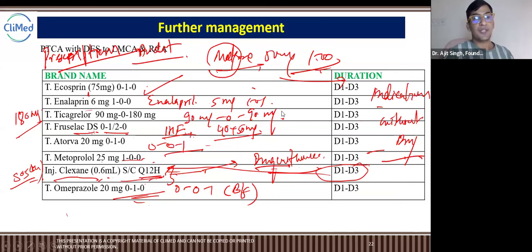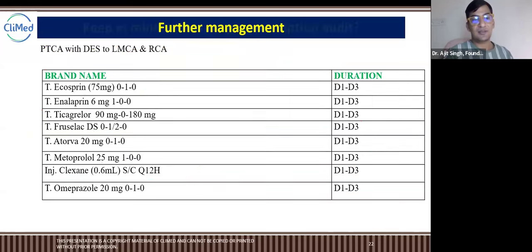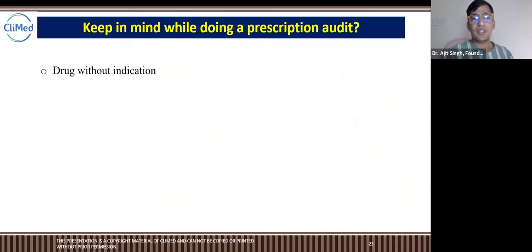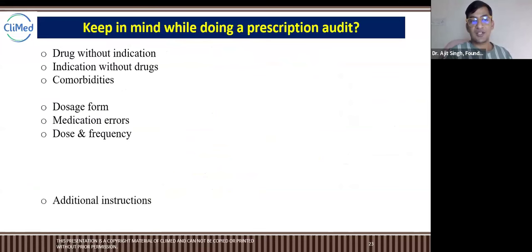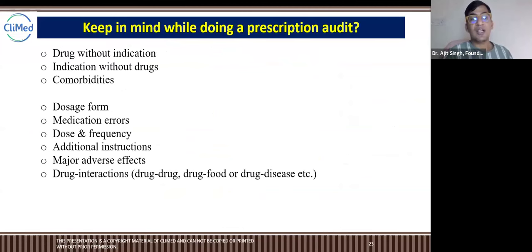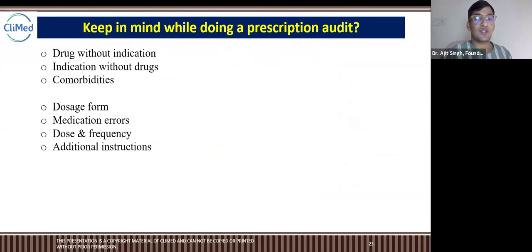So PTCA with DES was done to remove the blocks of LMCA and RCA, right? Now, drug without indication was there, indication without drug was there, comorbidities, doses, forms, medication errors, dose frequency, additional instructions, major adverse effects. Everything was to be remembered here in the last chart.